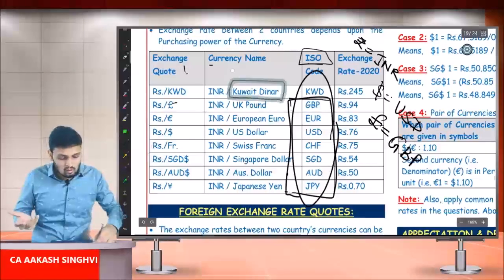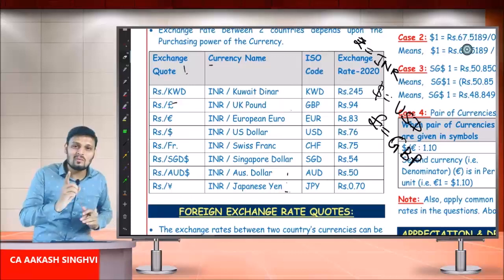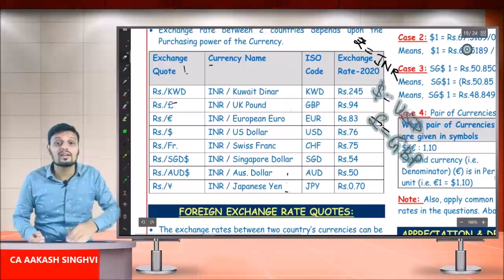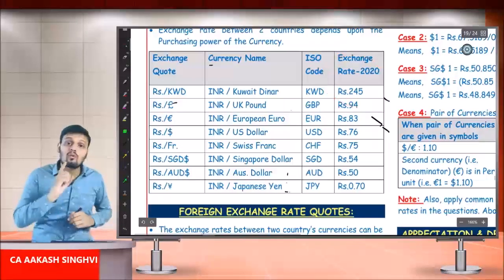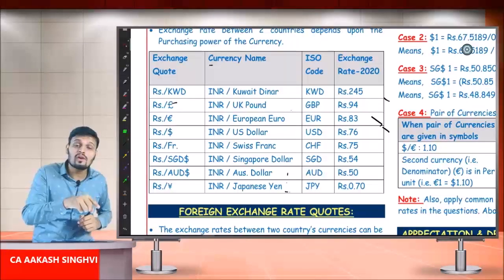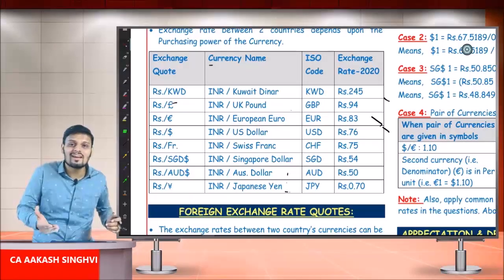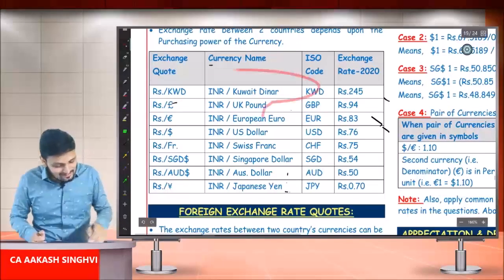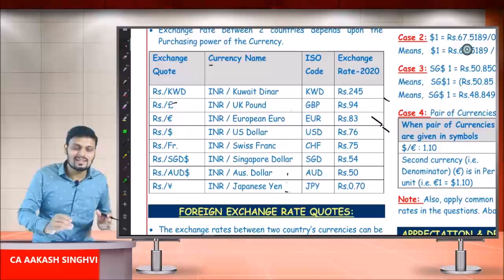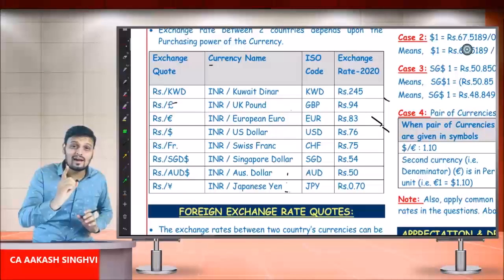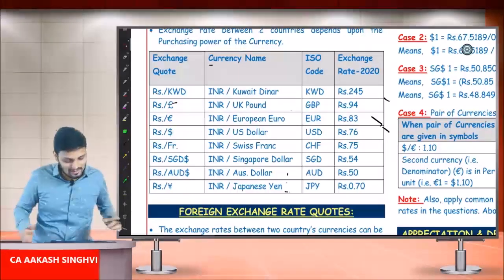So KWD means Kuwaiti dinar. For your knowledge, the Kuwaiti dinar is the costliest currency. For one Kuwaiti dinar we have to pay somewhere around 245 rupees. These are the figures of 2020 only; I had taken this recently. So for one Kuwaiti dinar, the amount of rupees we have to pay is 245, which is 3.5 times costlier than US dollars. Generally they don't ask about the Kuwaiti dinar in our questions, but for your information I just wanted to let you know that for one Kuwaiti dinar we need to pay 245 rupees. This is an example of an exchange rate, as simple as that.